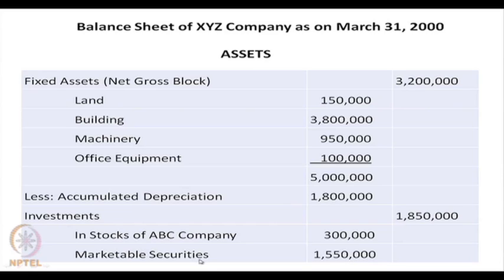Marketable security means the company purchases stocks of various organizations and it likes to trade them in the secondary market, in the stock market, whereas this investment the company does not like to sell in the stock market, it continues to hold these stocks for a longer time. They are shown therefore separately. Together they add up to 1,850,000 rupees.